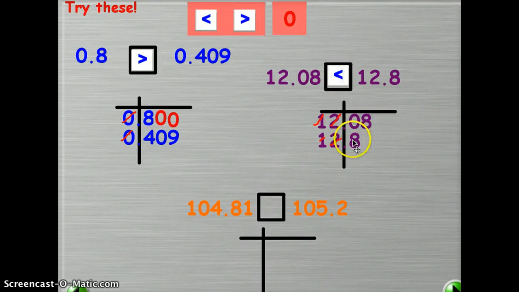A common mistake might be to cross off these 2 8s together, but you can't do that because they're in different place values. 8/10 is not the same thing as 8/100.